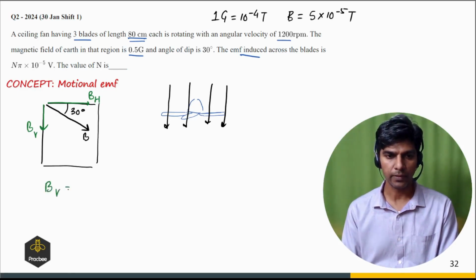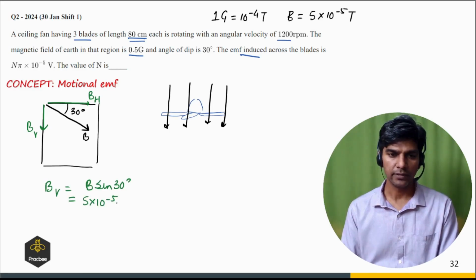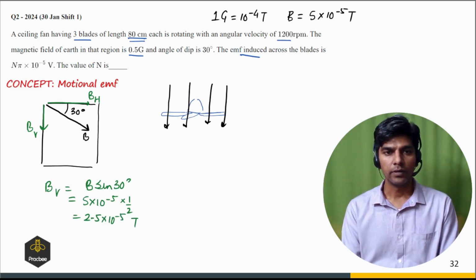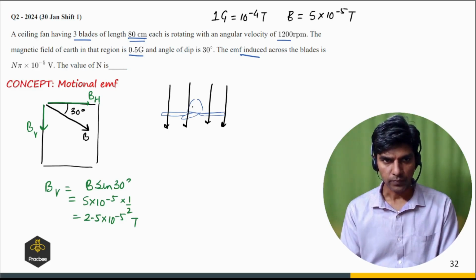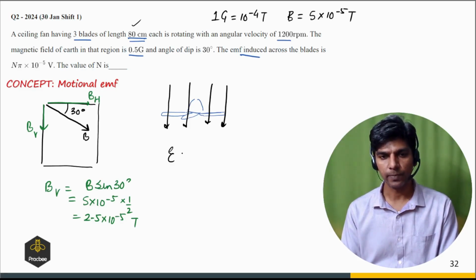So we can say BV is nothing but B sine 30 degrees. B is given as 5 into 10 raised to minus 5 Tesla. Sine 30 is 1 by 2, so that will be 2.5 into 10 raised to minus 5 Tesla. Now, since each wing of the fan is rotating and the length of each blade is 0.8 meter, the EMF induced between the center and the edge of the wing will be half B omega L square.